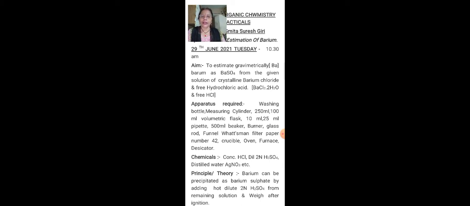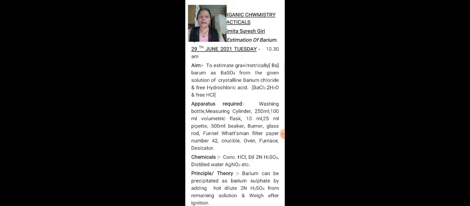So the apparatus required: we have to dilute, filtrate, dry and wash, so the apparatus is chosen likewise. They are a washing bottle, measuring cylinder, 250 ml and 100 ml volumetric flasks, 10 ml and 25 ml pipettes, 500 ml borosil beaker, burner, glass rod, funnel, Whatman filter paper number 41, crucible, oven, furnace and the desiccator.